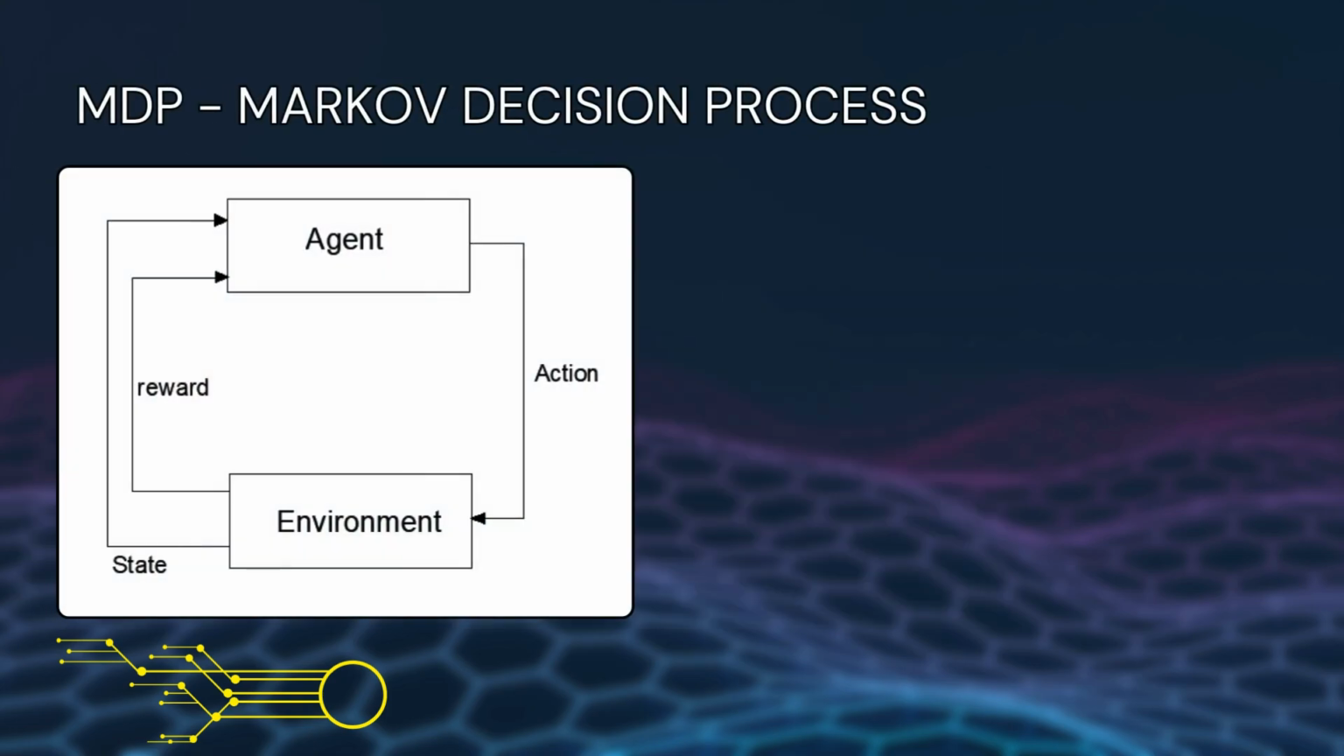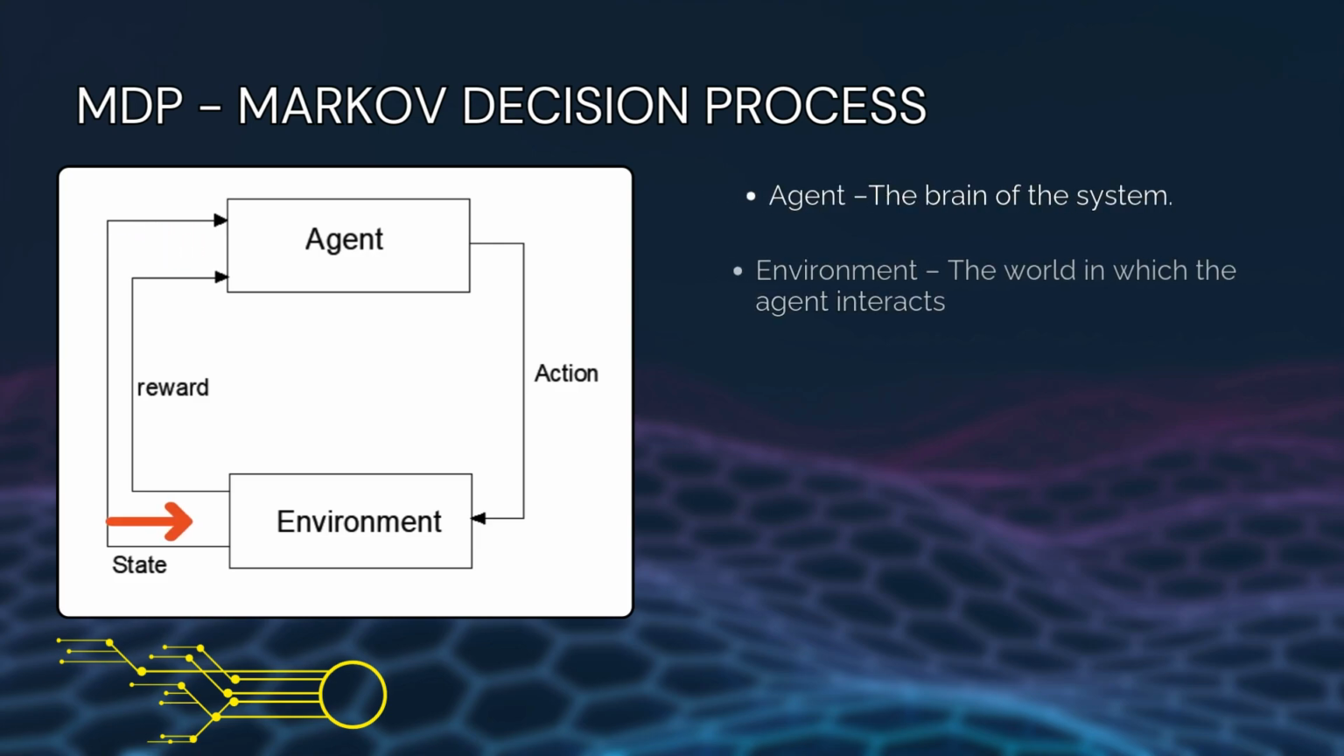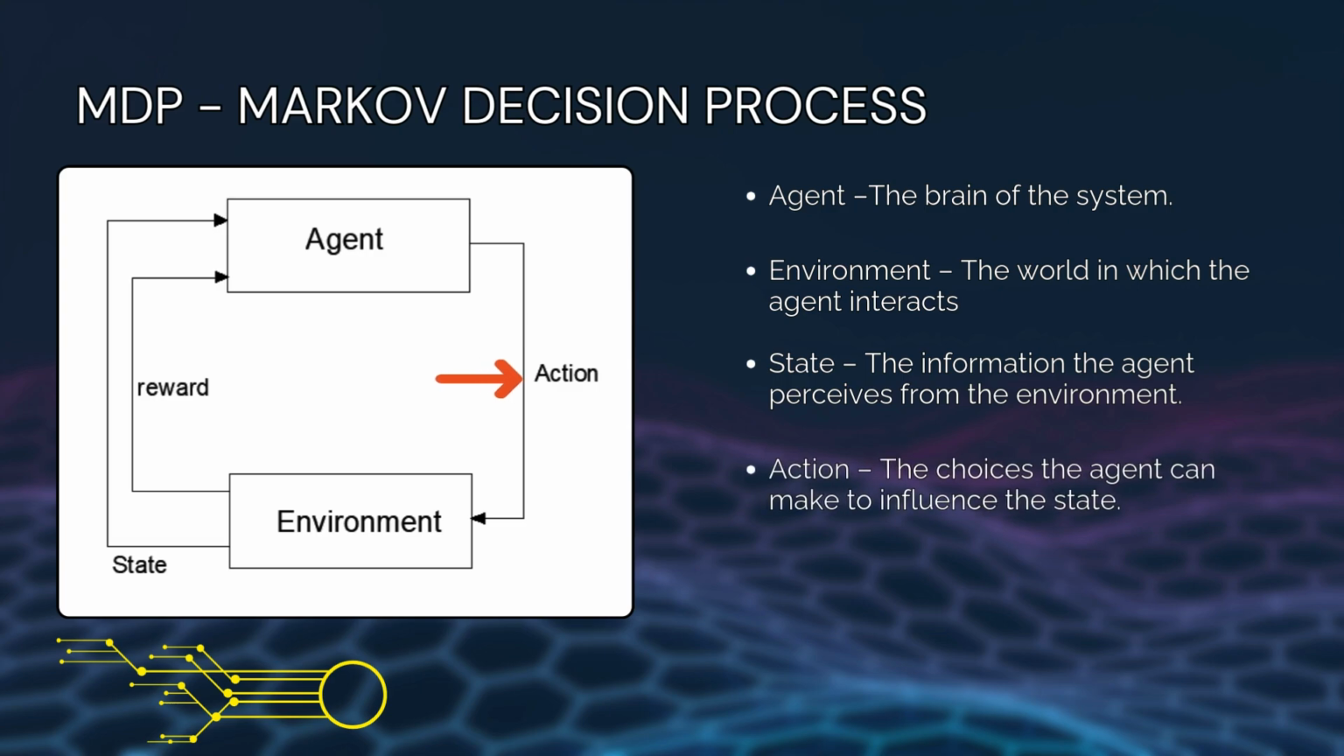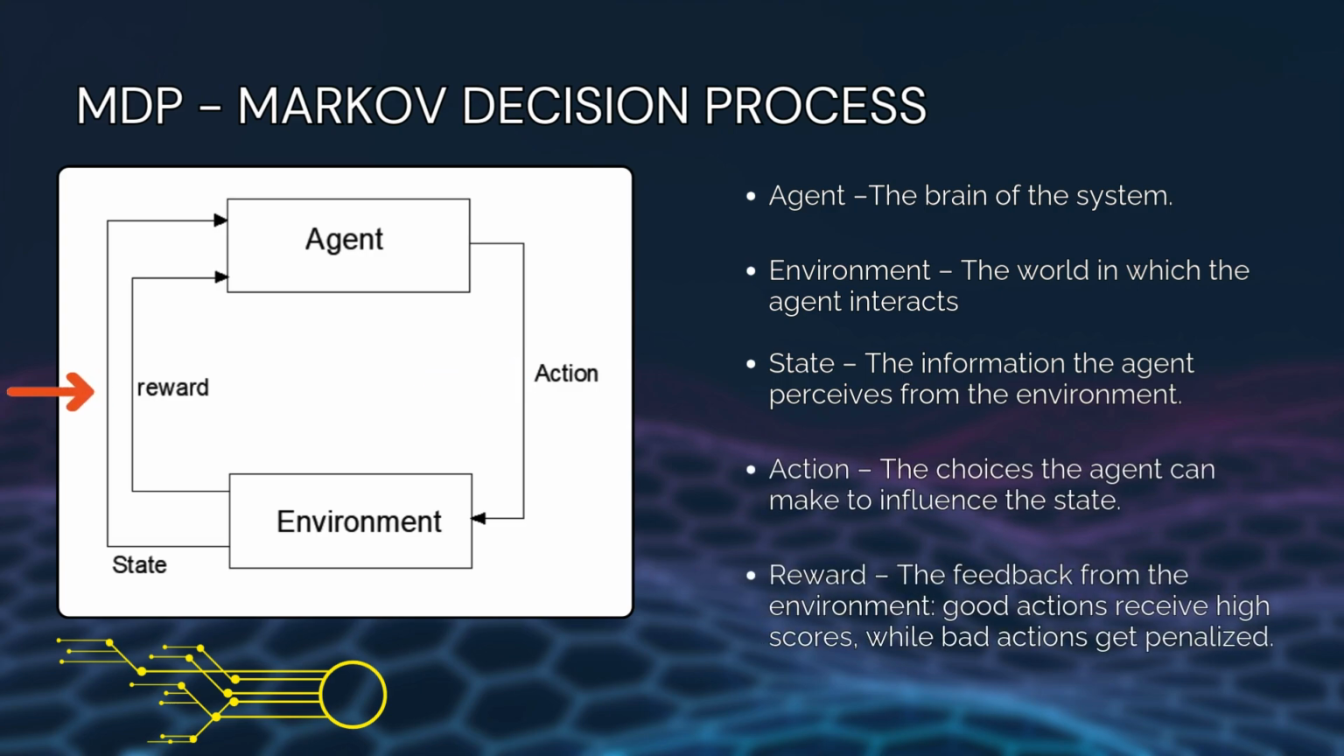The core components of an MDP: agent, the decision maker, the brain of the system; environment, the world in which the agent interacts; state, the information the agent perceives from the environment; action, the choices the agent can make to influence the state; reward, the feedback from the environment. Good actions receive high scores, while bad actions get penalized.